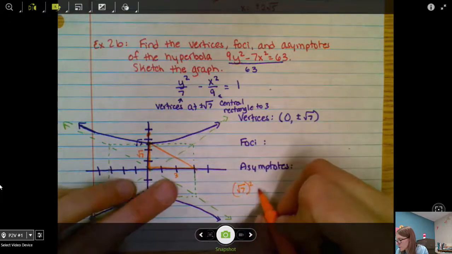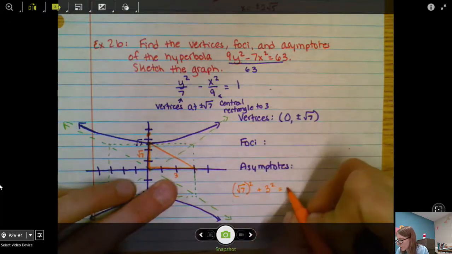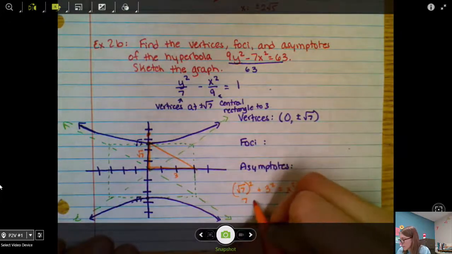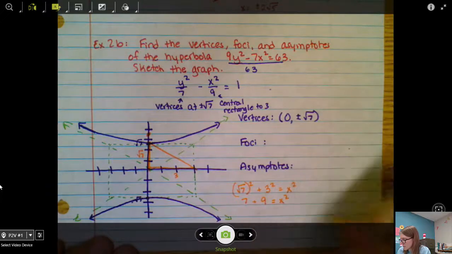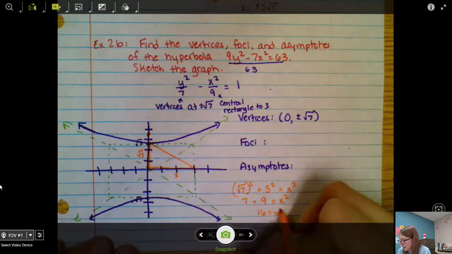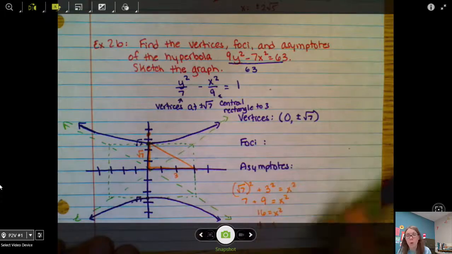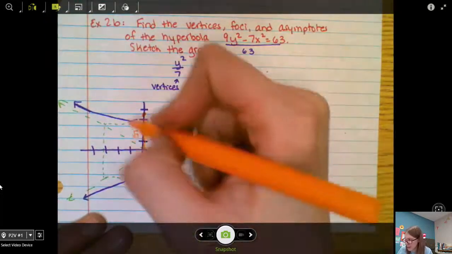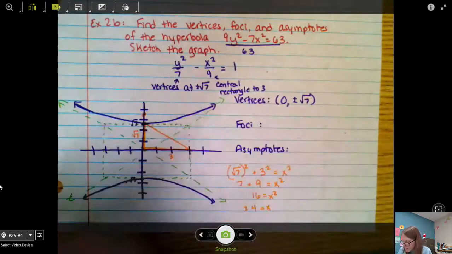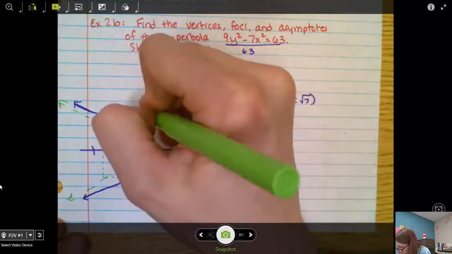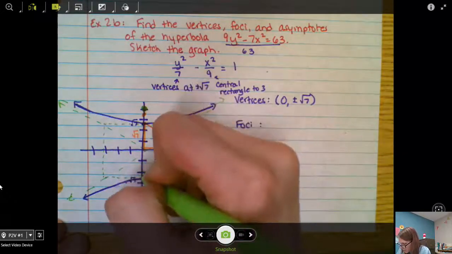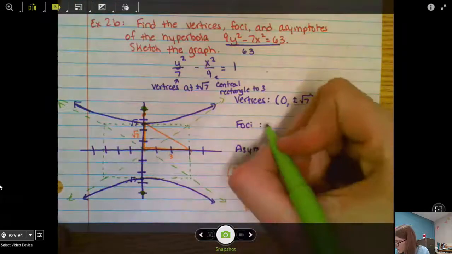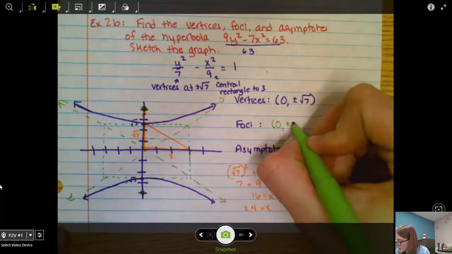The square root of 7 squared plus 3 squared equals x squared. Square root of 7 squared is 7 plus 9. 16 equals x squared, and that means x has to be plus or minus 4. And that works out pretty nicely. So really my focus, instead of where I had it, is really up here, and then down at -4. The foci are 0 plus or minus 4.